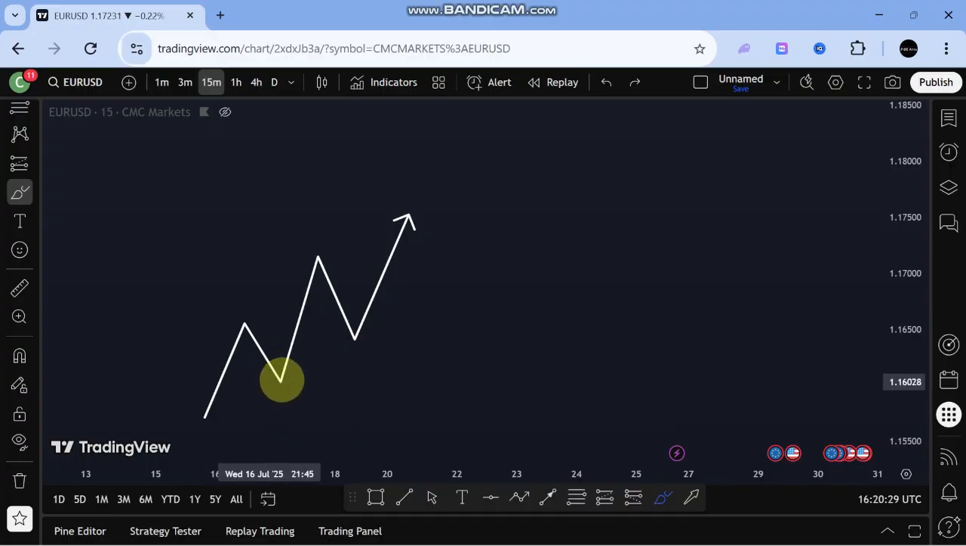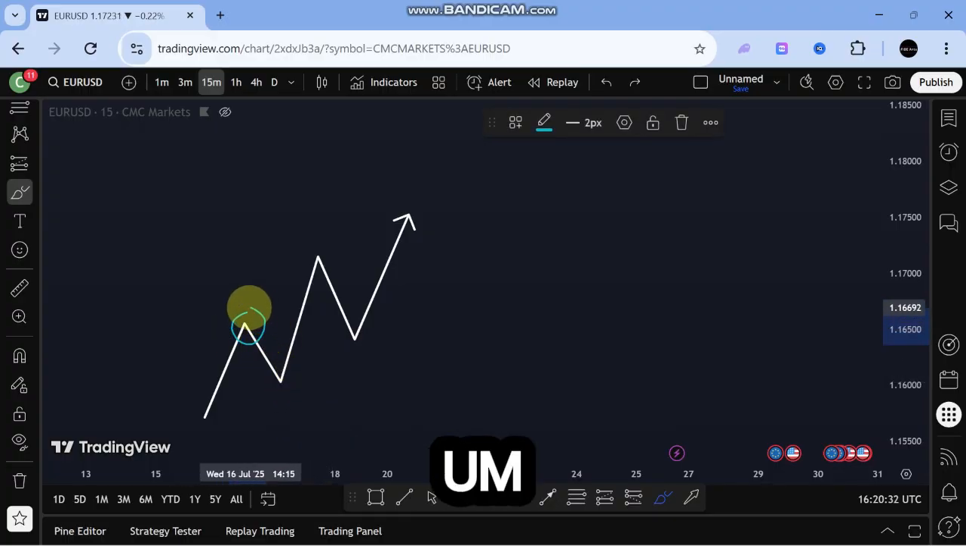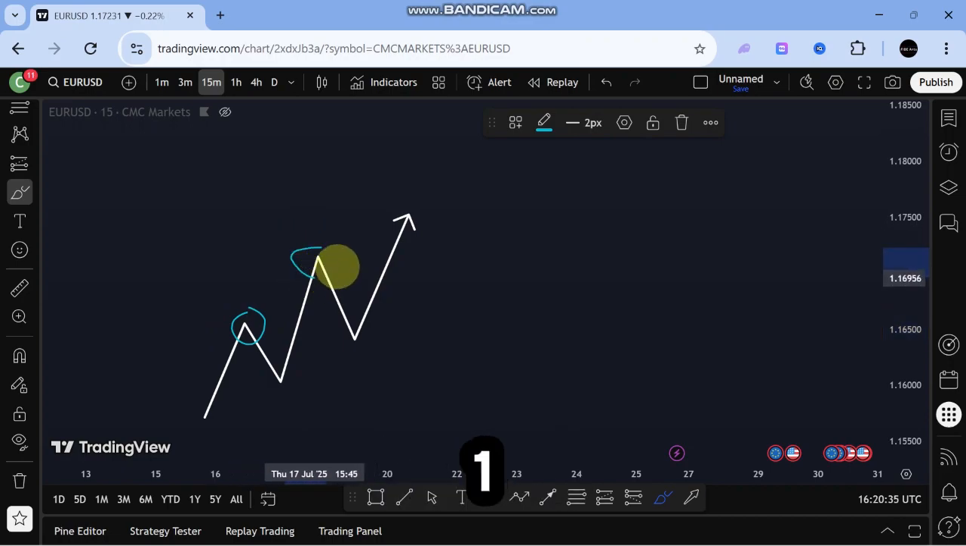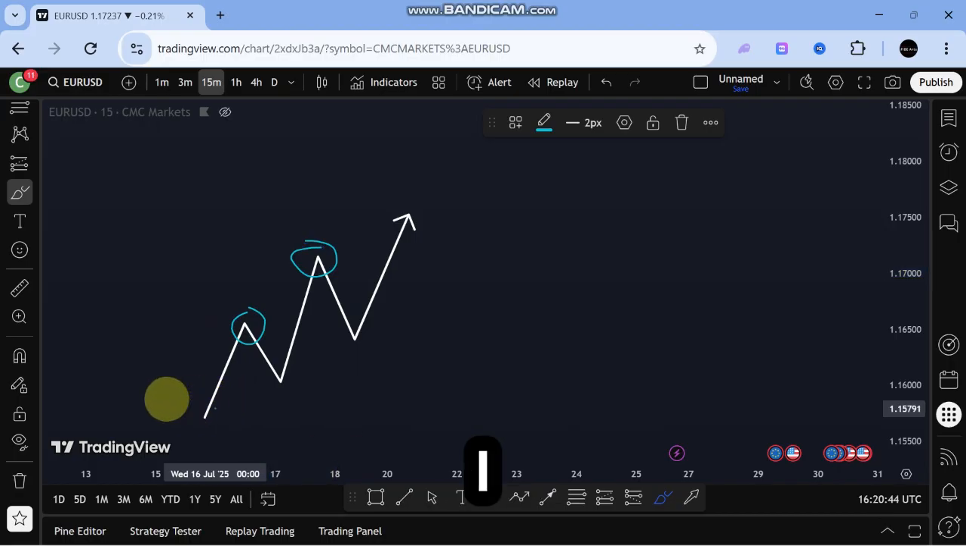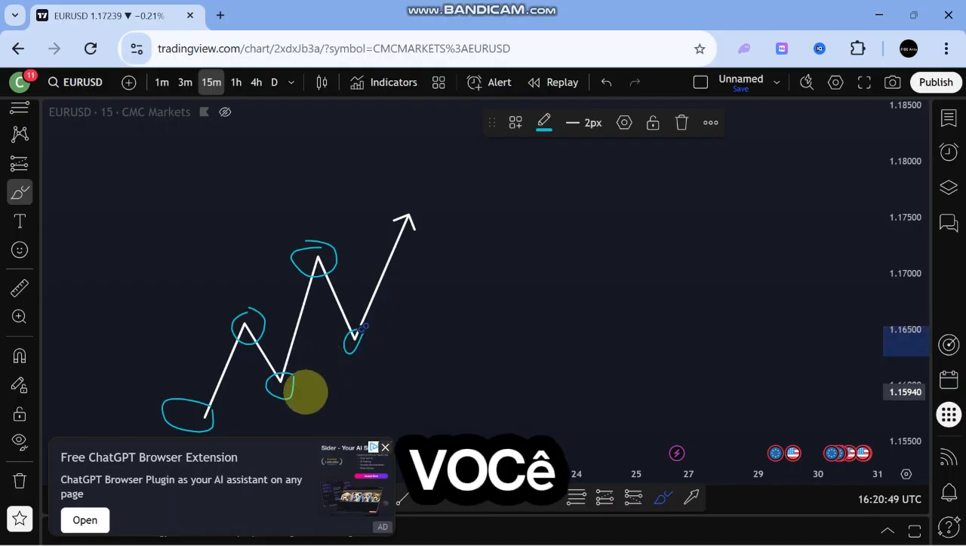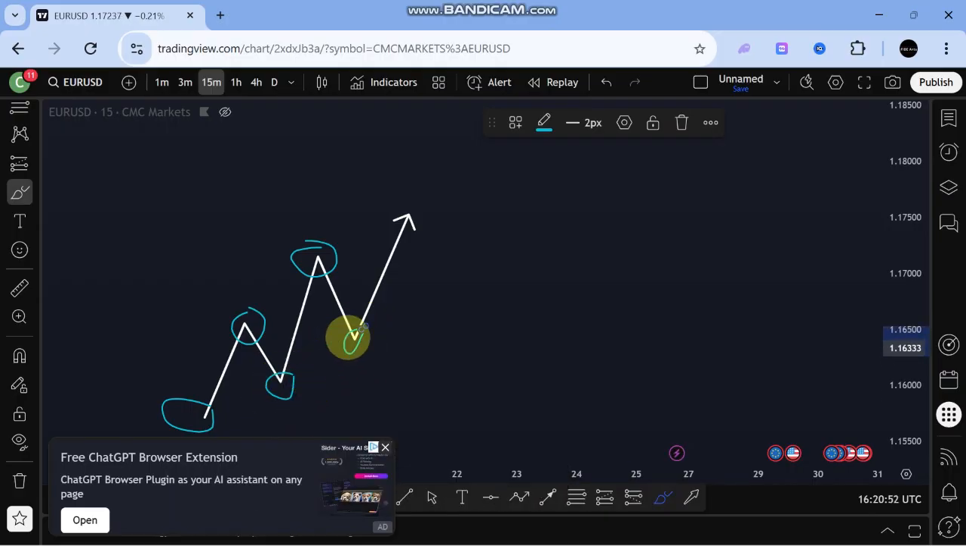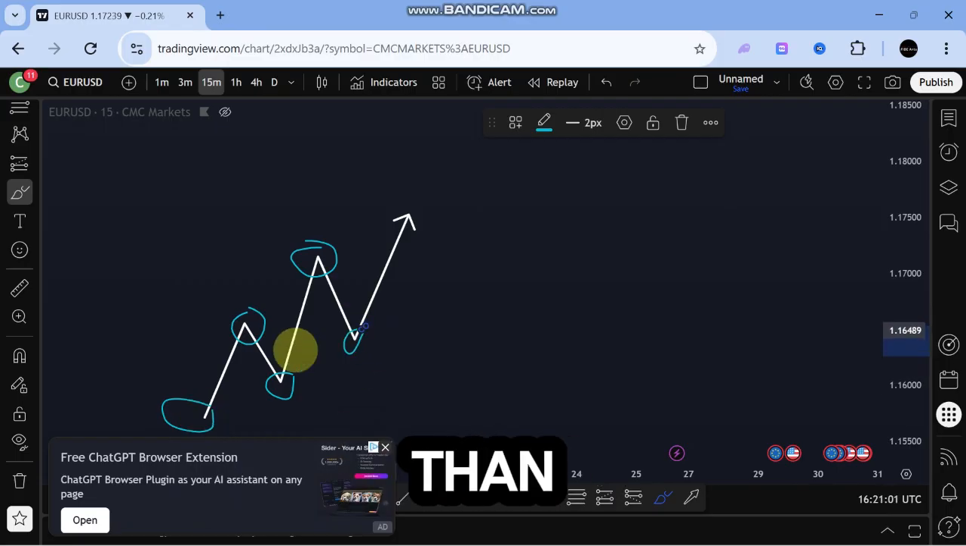As you can see at this particular place, this right here is a high, and this right here is a high. This particular high is higher than this previous high. And if you check, this right here is a low, and this right here is a low, and this right here is a low. If you look carefully, this low is higher than this previous low, and this low is higher than the previous low. Because of that, this is called a series of higher lows, and this is called higher highs.